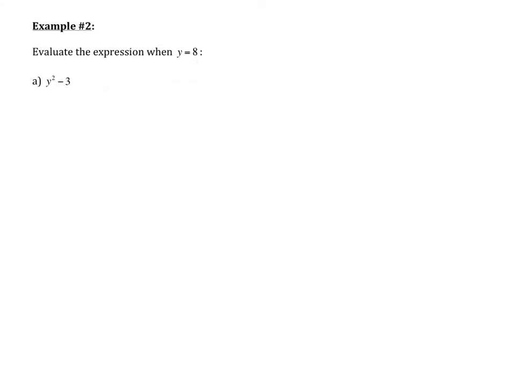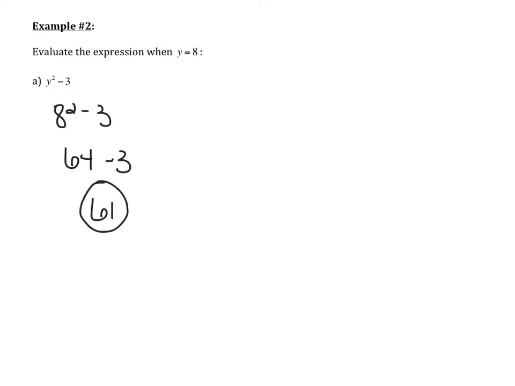So let's look at another type of example. So here's number 2. It says evaluate the expression when y equals 8. So this time we're still going to be following the order of operations, but first we have to take this number that they're giving us and substitute it in for the variable and then follow the order of operations. So if y equals 8, I'm going to replace this y in part A, y squared minus 3, with an 8. So I'd end up with 8 squared minus 3. So according to the order of operations, I need to square the 8 before I subtract the 3. So 8 squared is 64, and 64 minus 3 then is 61.